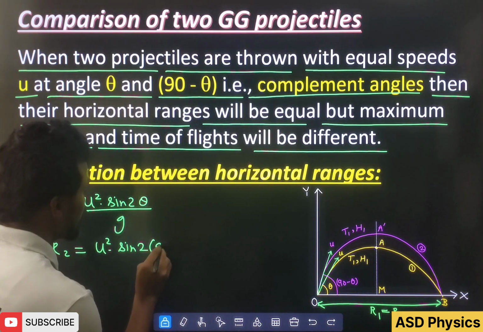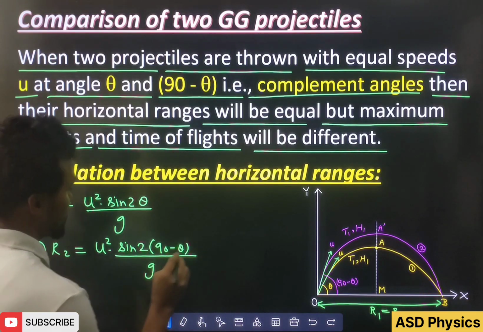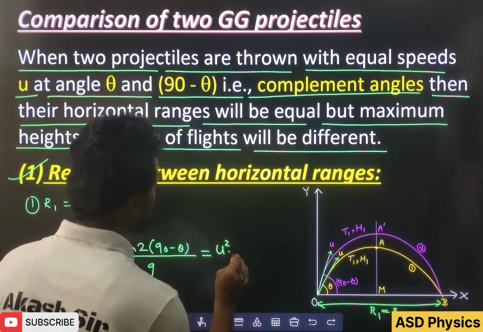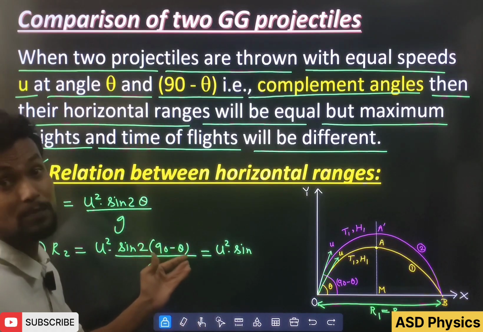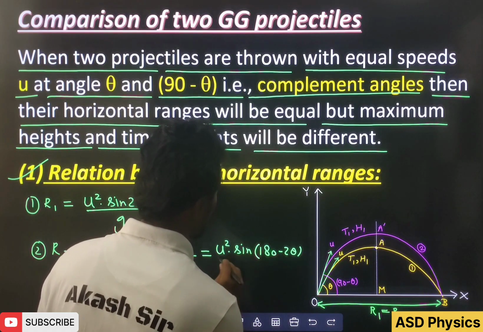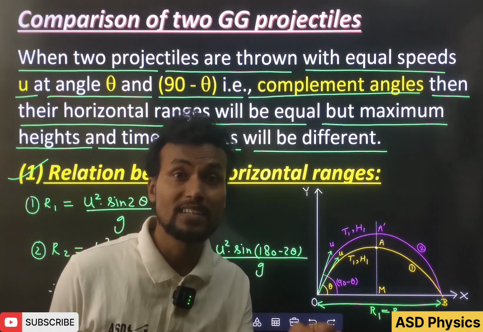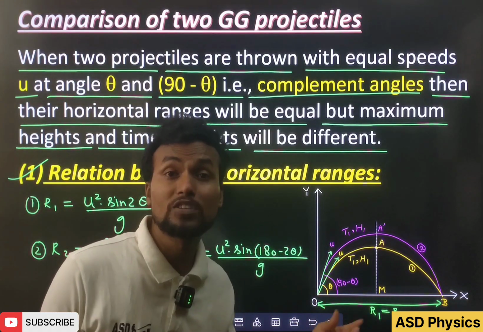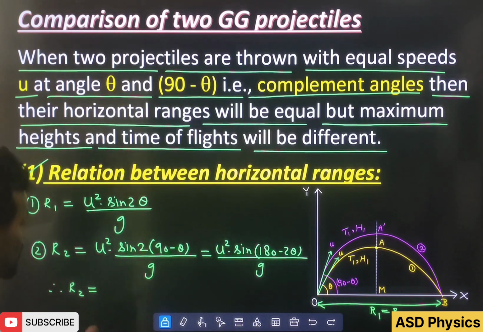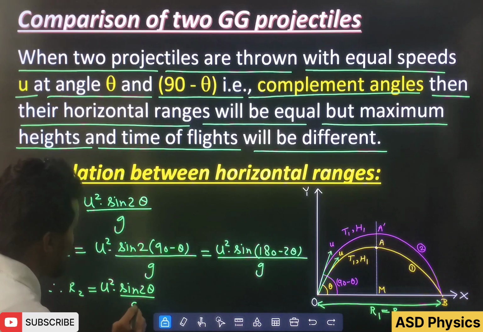So here the angle becomes 2 times 90 minus theta, by g. Okay, so I can write u square sine, just multiplying 2 inside, it becomes 180 minus 2 theta by g. Hence I can write R2 is u square sine 180 minus 2 theta by g. You know very well sine 180 minus theta is sine theta, so sine 180 minus 2 theta will be sine 2 theta. So it comes out as u square sine 2 theta by g.